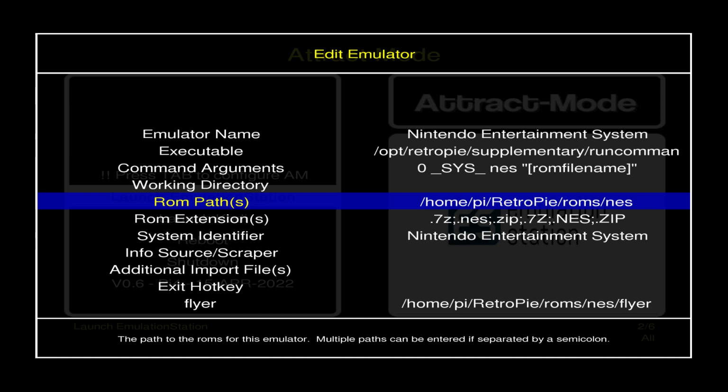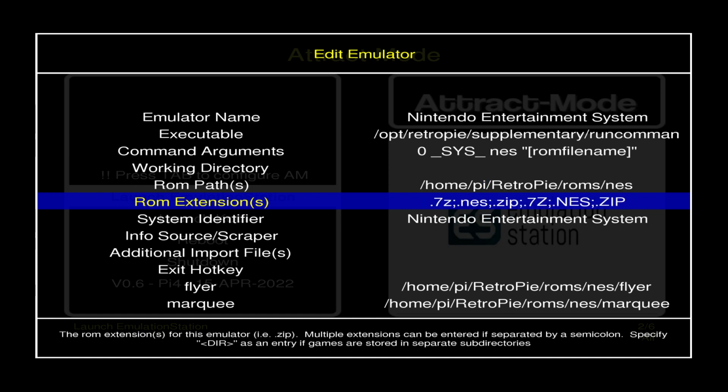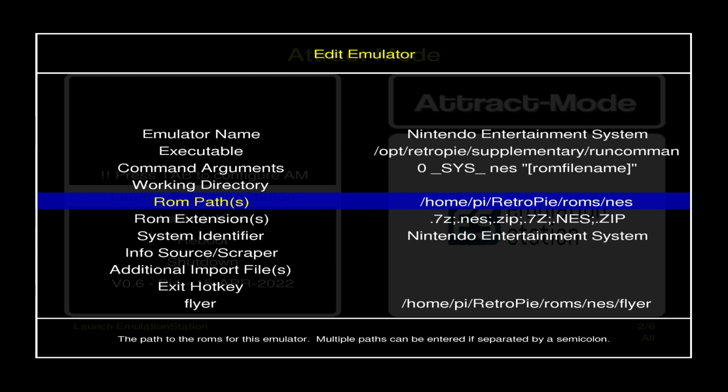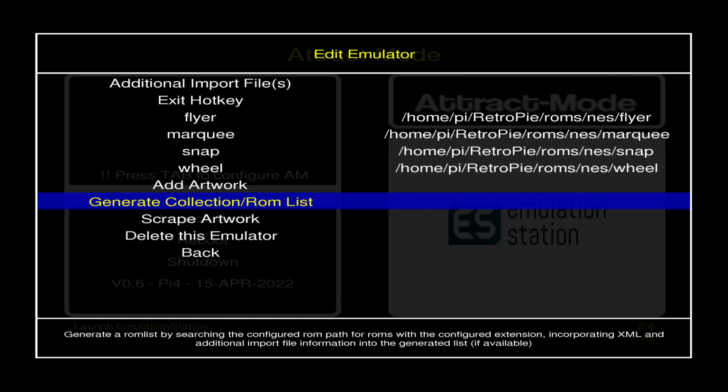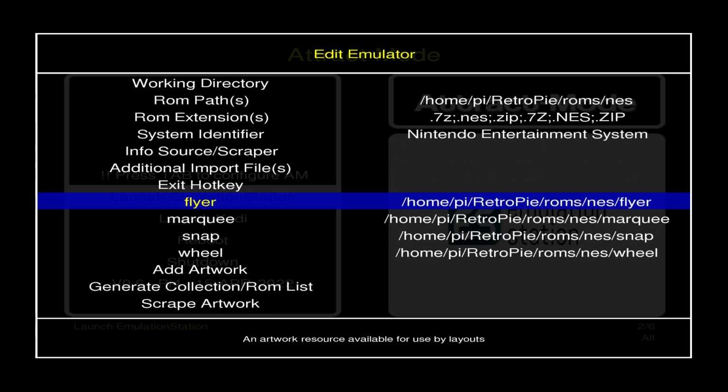Similarly, it's already got the ROM path in, so when you put your ROMs in there, it knows where to find them with these extensions. The only thing you've really got to remember in emulators is when you put your ROMs in the normal location, you need to go down the bottom here and choose Generate Collection ROM List, and that will generate the file that lets Attract Mode see them in terms of the displays that we saw a minute ago.